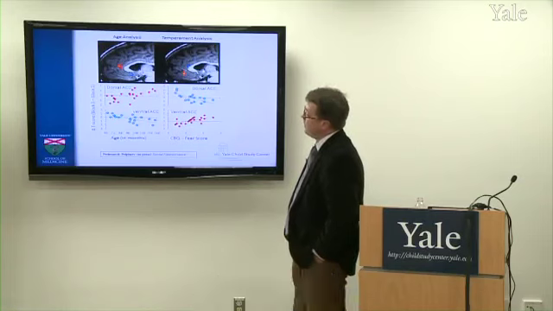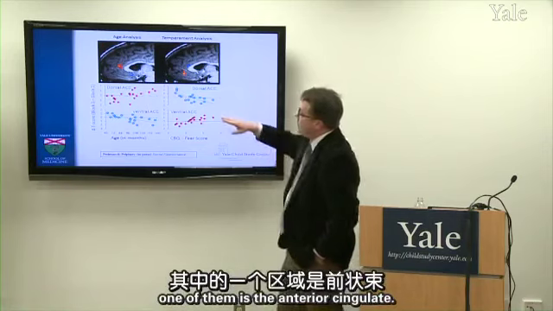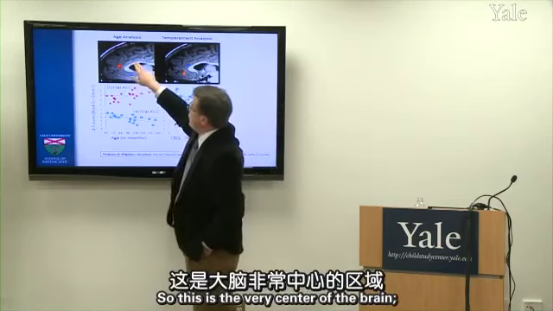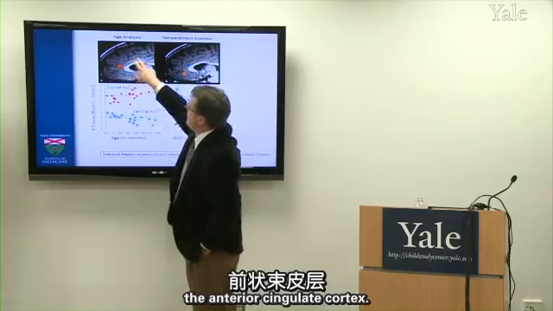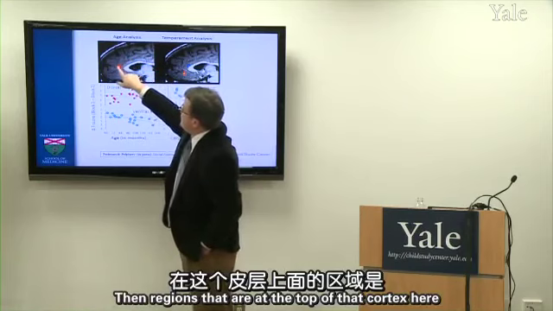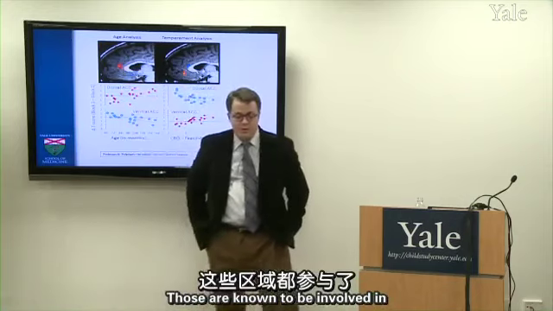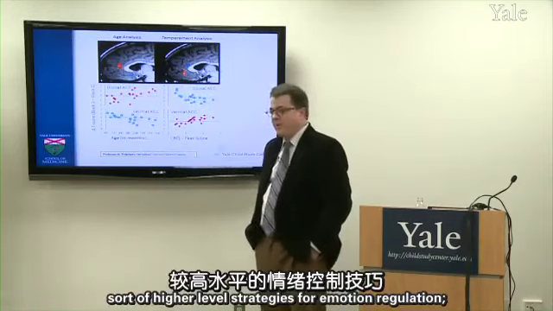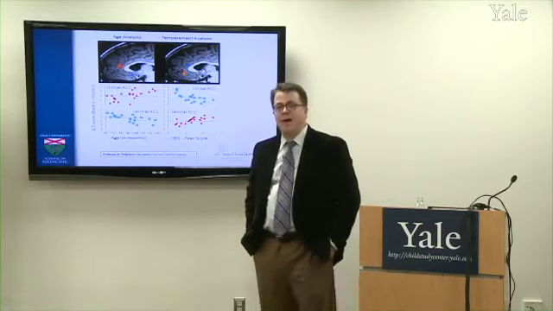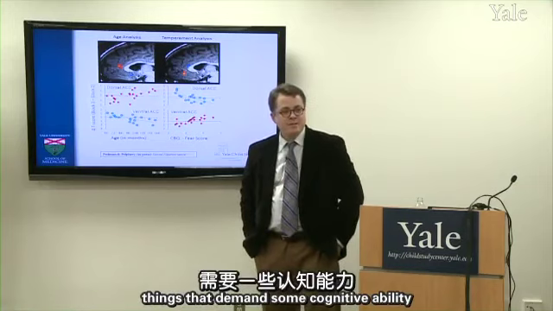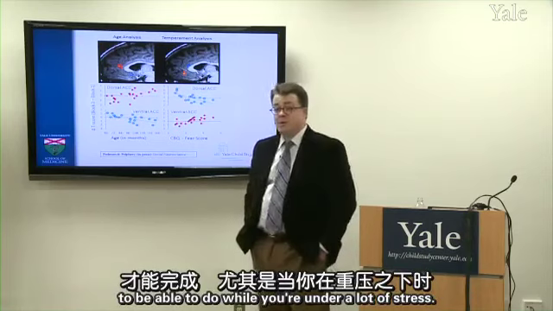And what we found was that when we looked inside of brain regions that are involved in emotion regulation, one of them is the anterior cingulate. So this is the very center of the brain. This is the corpus callosum. And above that is a strip of cortex called the anterior cingulate cortex. Right? And in regions that are at the top of that cortex here, called the dorsal anterior cingulate, those are known to be involved in higher level strategies for emotion regulation. Things like reframing or pretending it isn't that bad or thinking about something else. Things that demand some cognitive ability to be able to do while you're under a lot of stress.